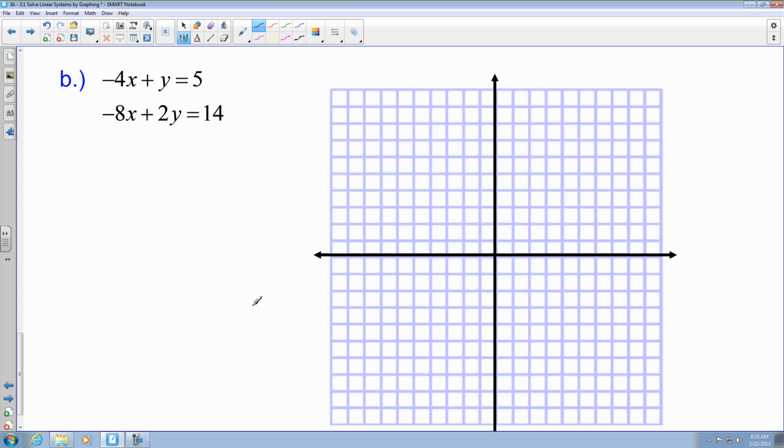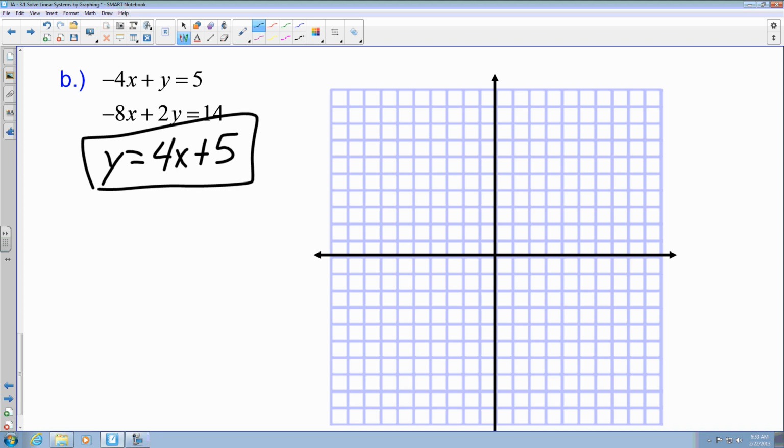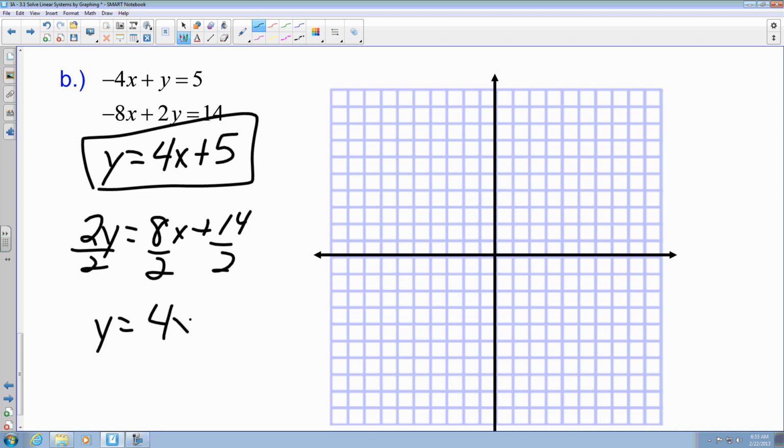If I go to example B, I'm going to, again, solve for y. So I'm going to add 4x to both sides. So y equals 4x plus 5. So I'm done with that one. Going to the second one, I'm going to add 8x to both sides. So I have 2y equals 8x plus 14. Dividing both sides by 2, I got y equals 4x plus 7.